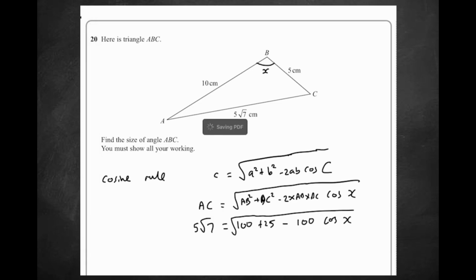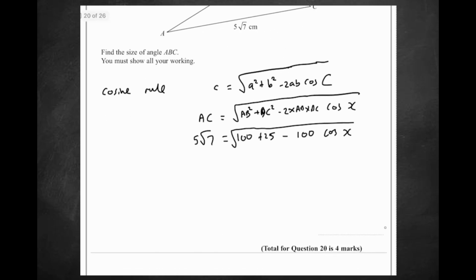What I'm going to do next is square both sides, because we have a square root on both sides, so that's just going to be 5 root 7 squared is going to be 25 times 7 equals 100 plus 25 minus 100 cos x.